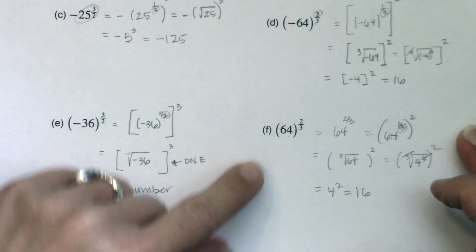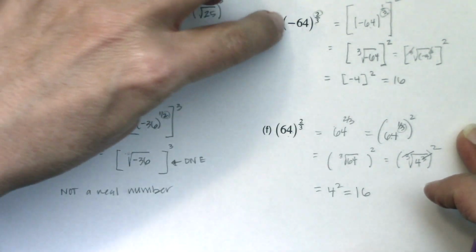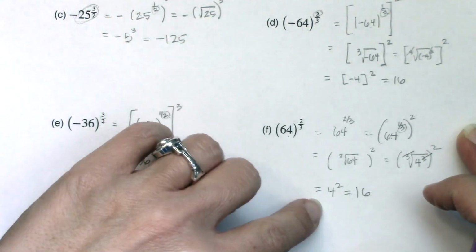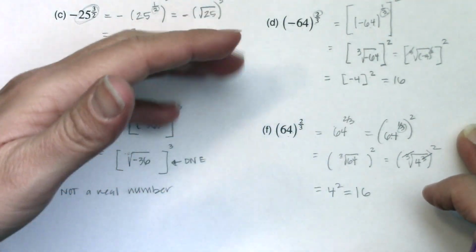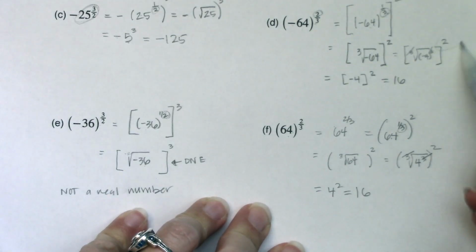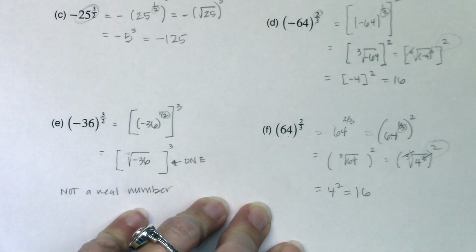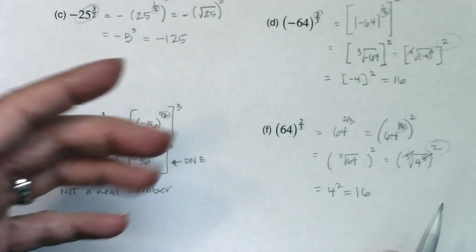Just taking note between D and F, negative 64 to the 2/3 is positive 16, and 64 to the 2/3 is positive 16. Because ultimately, at the end of that, we were squaring something. So whether you square a negative or a positive, it's ultimately going to square to something positive.